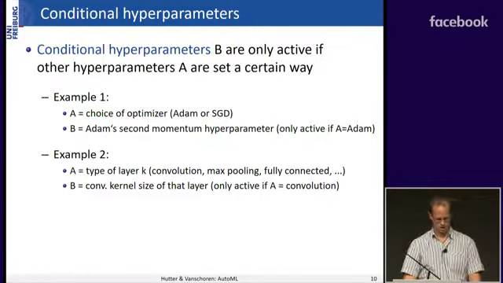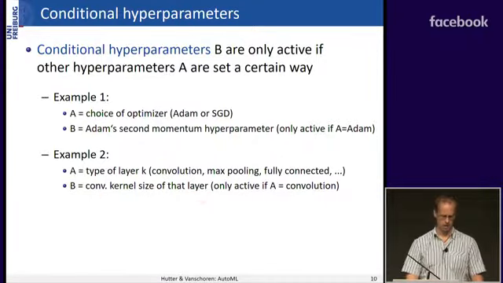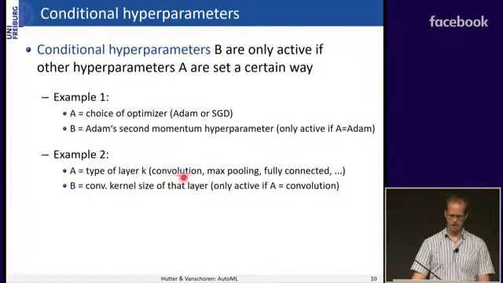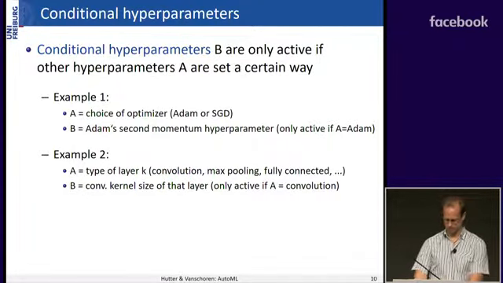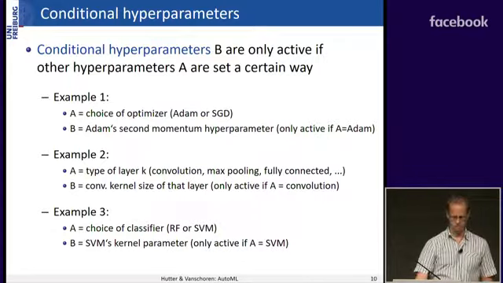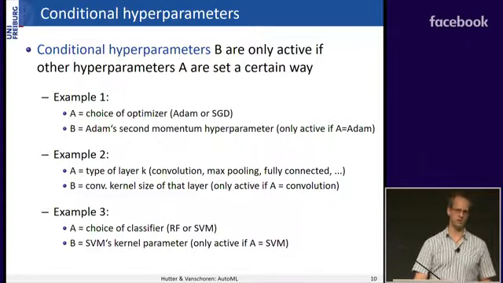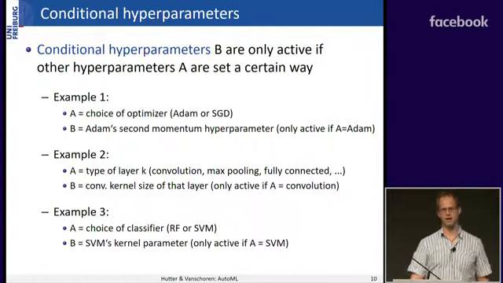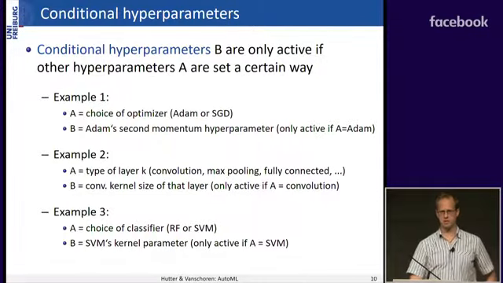Likewise, if you have a parameter that's the convolutional kernel size of a certain layer, if the type of that layer is not convolution, then this hyperparameter is not going to be active. And as a final example, if you have a support vector machine's kernel, you only need to choose that if you actually use a support vector machine. If you use a random forest instead, then provably that SVM's kernel parameter is not going to be inspected.